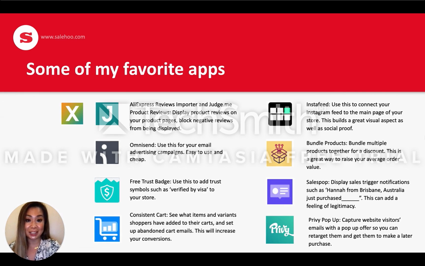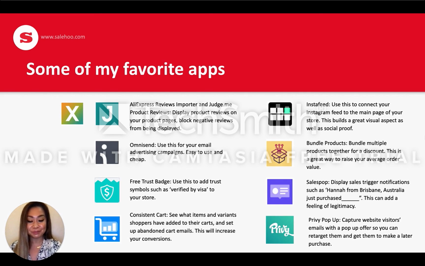Next is Free Trust Badge. The Free Trust Badge allows you to add trust symbols such as verified by Visa, MasterCard, and other safety symbols onto your store to give customers that feeling of trust when they're checking out. Next, Consistent Cart. So Consistent Cart allows you to see what items and variants people have put into their carts. So it's kind of an interesting way to see what items people are considering. And for example, if you see a lot of one item being added to a cart but not being checked out, you can consider having a sale on that item to give people that push to really make that checkout process.